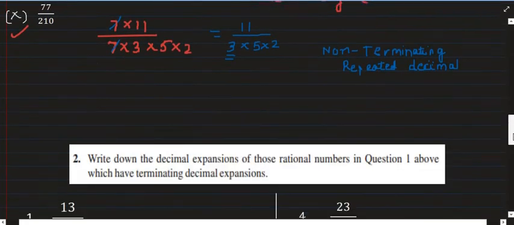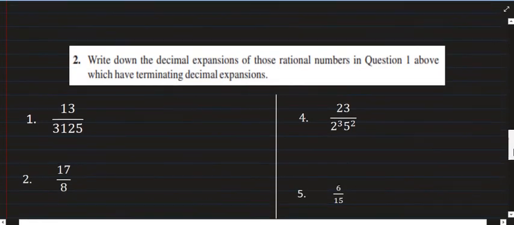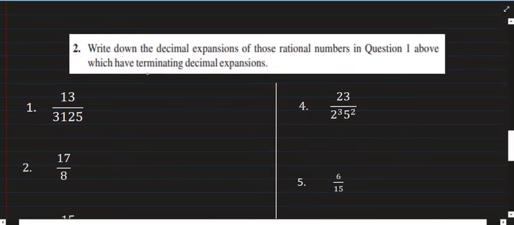Okay, so now we will do question number 2. In this question it says write down the decimal expansion of those rational numbers in question number 1 above which have terminating decimal expansions. So from question number 1, the numbers which had terminating decimal expansion, we have to write a decimal number for it.